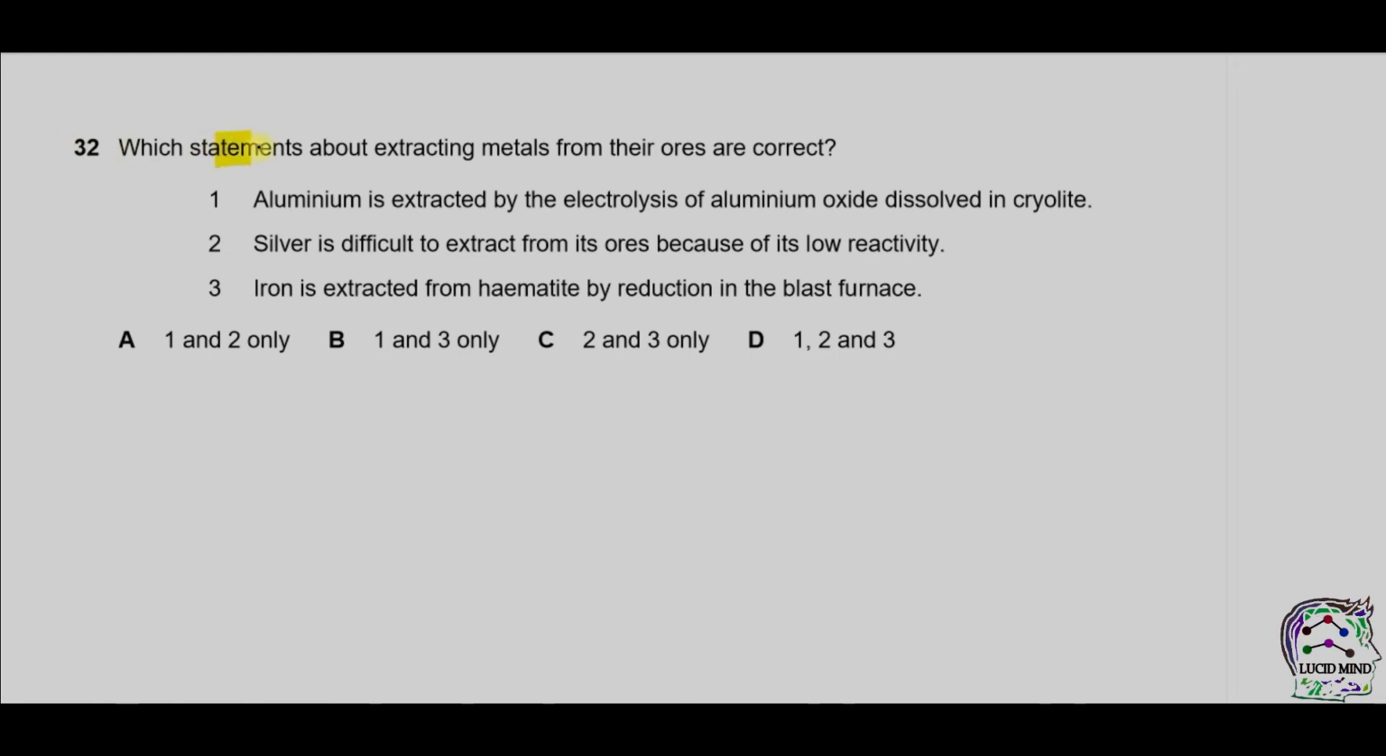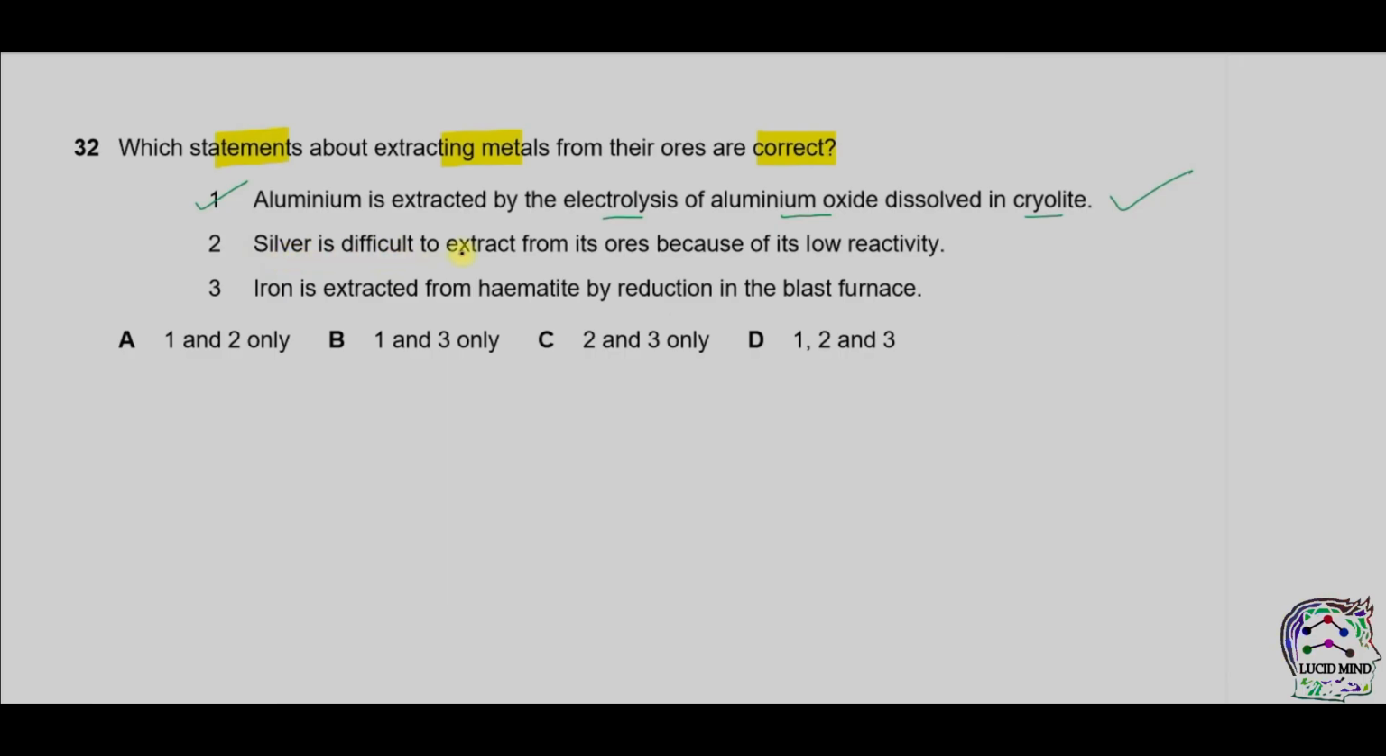Question 32. Which statements about extracting metals from their ores are correct? Number 1. Aluminum is extracted by the electrolysis of aluminum oxide dissolved in cryolite. This is a true statement because cryolite is used to lower the melting point of aluminum oxide, and as aluminum is quite a reactive element, therefore it can only be extracted using electrolysis.